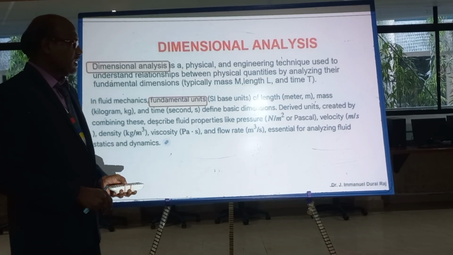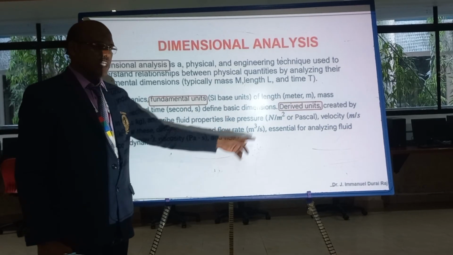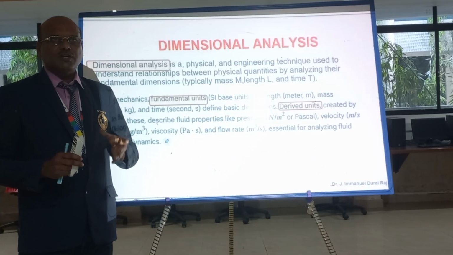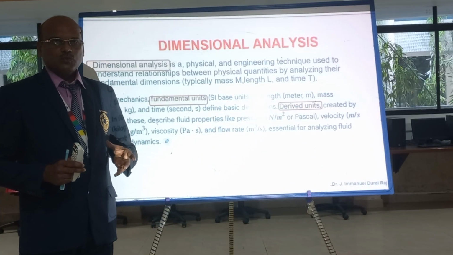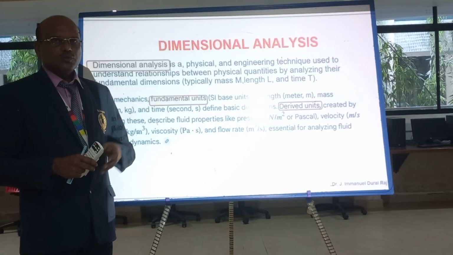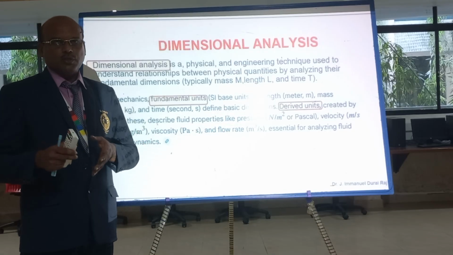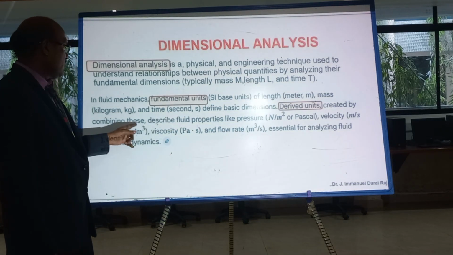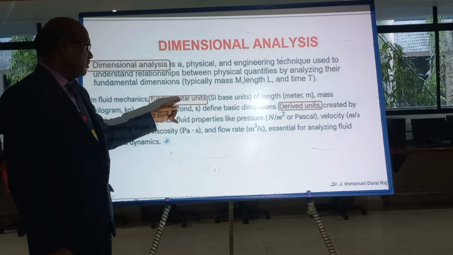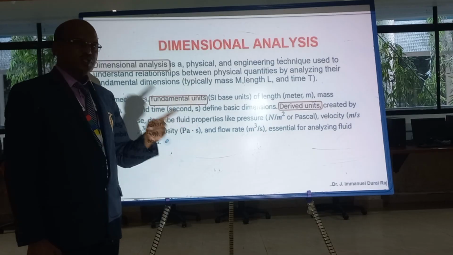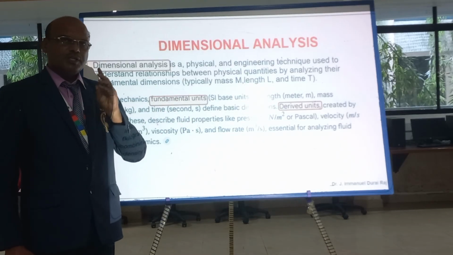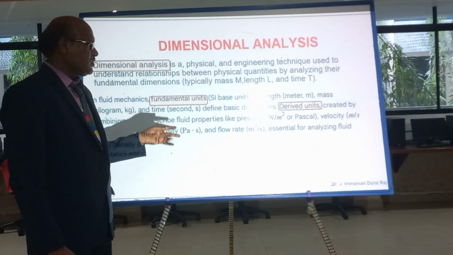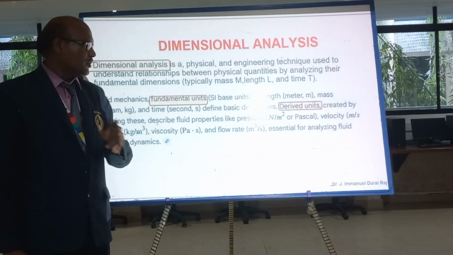Next you have derived units. When you combine two different fundamental dimensions, that is called derived units, a relation between two. For example, density is mass by volume. So derived units are created by combining these fundamental units. Fundamental units means singly it will be available, either in length, or in mass, or in seconds. Derived means a combination of two fundamental units.